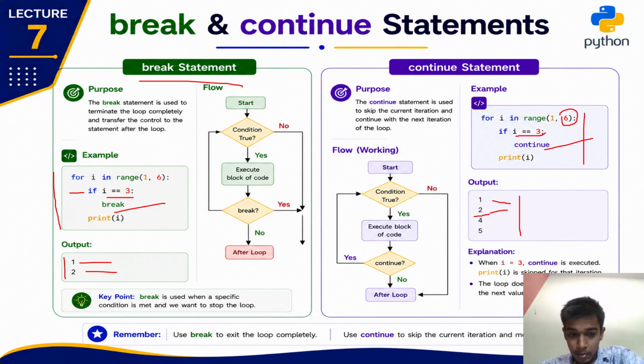Now what's the difference between break and continue? Break completely exits the loop, while continue skips only the current iteration. After break, the loop never runs again, but after continue, the loop continues normally with the next iteration. A simple trick to remember them: break means stop the loop, continue means skip one iteration and continue the loop. Both statements are useful when we want more control over the loop's behavior. In the next slide, we will learn about another useful statement in Python called the pass statement, which is used as a placeholder when we don't want to write code immediately.